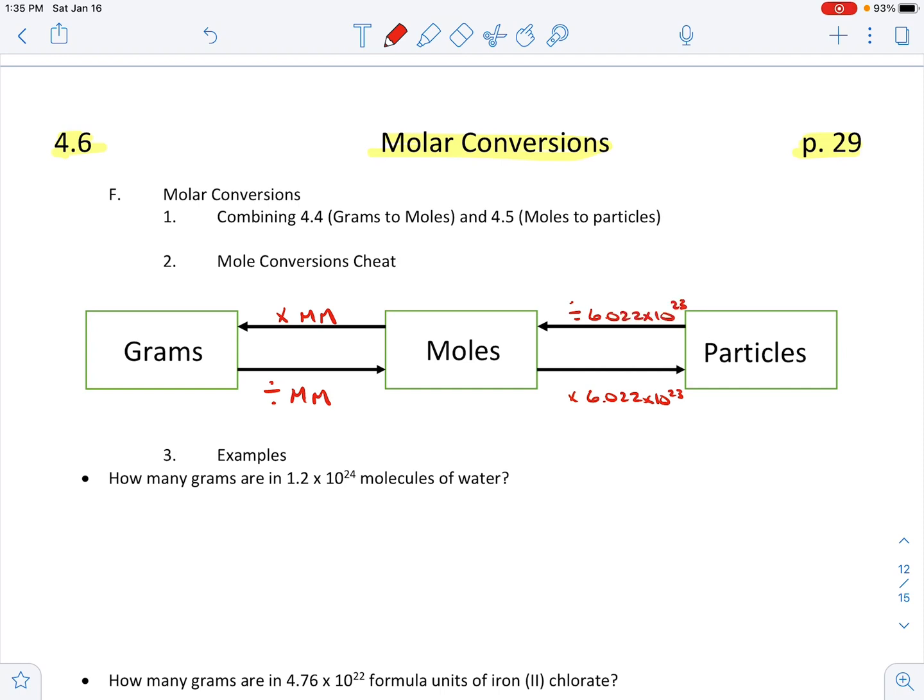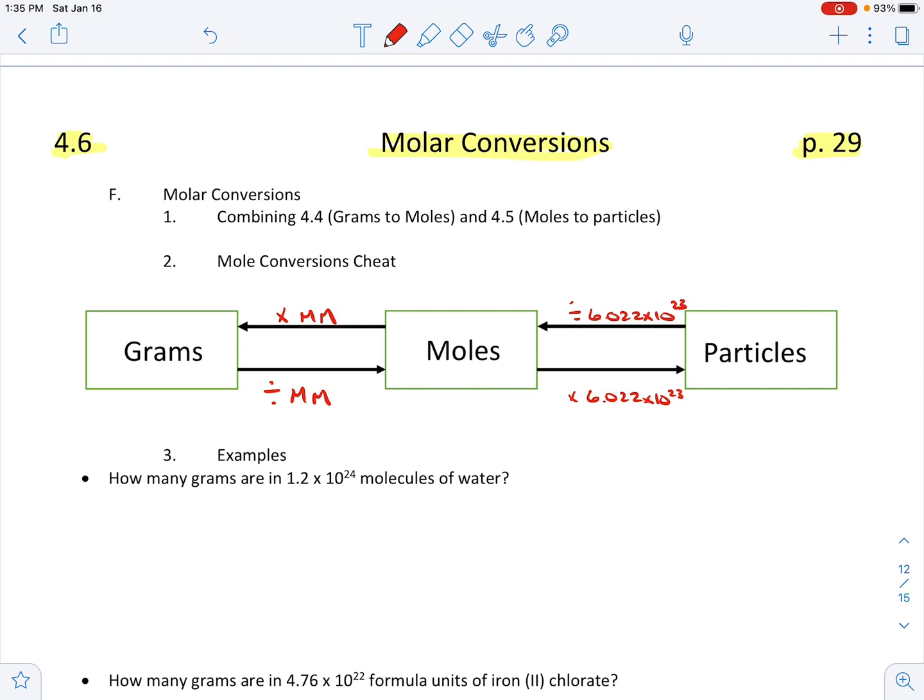Now, something that is very key here, and that we can see very easily, is that when we're going to moles, we divide. When we're going away from moles, we multiply. But you always have to go through moles for that to happen. We can't just jump directly from grams to particles. All right? A couple of reminders.